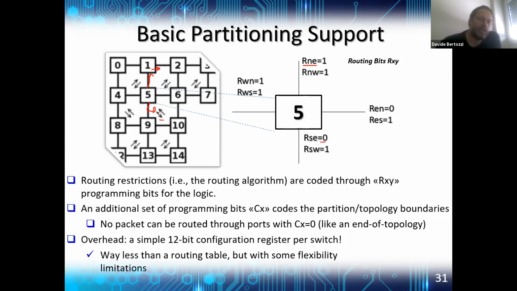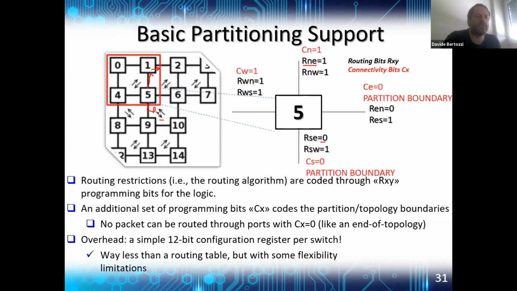However, the idea is to extend this mechanism to support partitions. And that's very straightforward. How can you define a partition shape? We simply need to introduce additional configuration bits, in particular one configuration bit for every direction, which tells you whether the switch is connected along that direction. So for instance, to the north, this switch number 5 is connected, connectivity to the north equal to 1, and to the east, this switch is not connected because there is a partition boundary, so you set the connectivity bit to the east equal to 0.